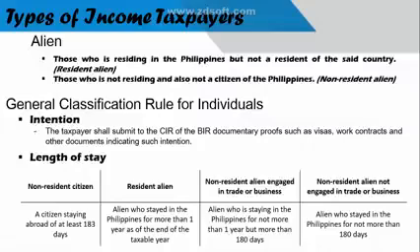So, next, the length of stay for the non-resident citizen. A citizen staying abroad for at least 183 days. Okay? So, a citizen of the Philippines. You are a Filipino citizen. It's like the OFWs. They are the so-called non-resident citizens, staying more than 183 days. Okay?